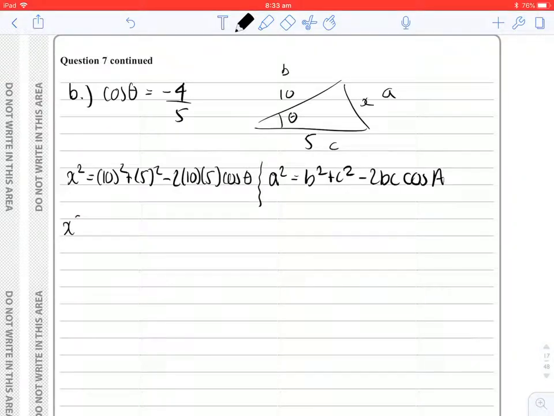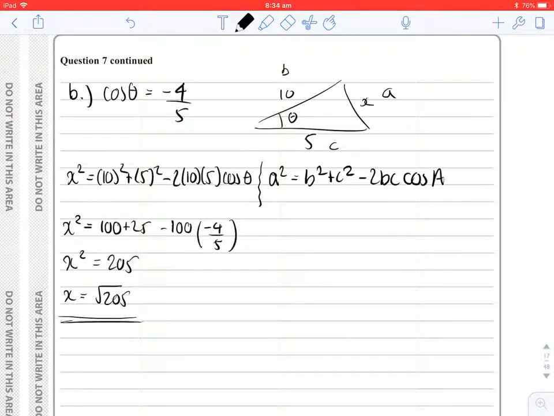So this part is fairly straightforward. x squared is equal to 100 add 25 minus 2 times 10 is 20, times 5 is going to be 100. And we know that cos theta is minus 4/5. So therefore x squared is going to be 205, and x is the root of 205 as our final answer.